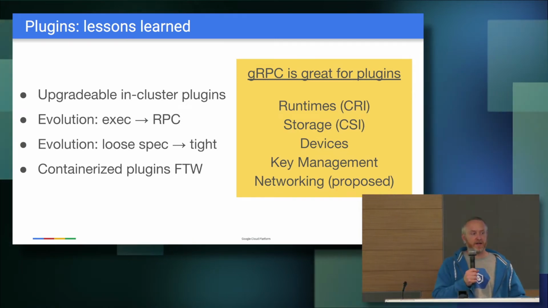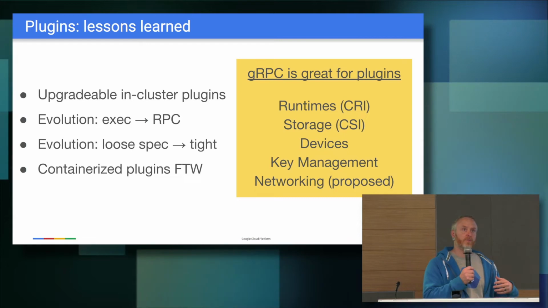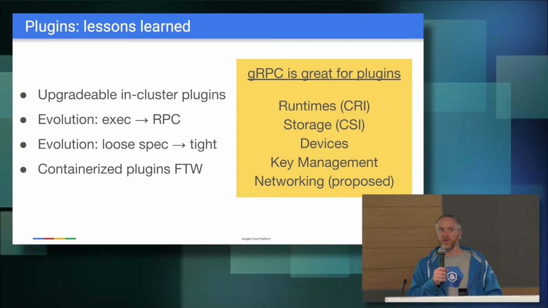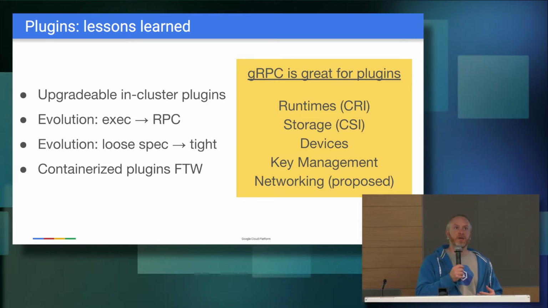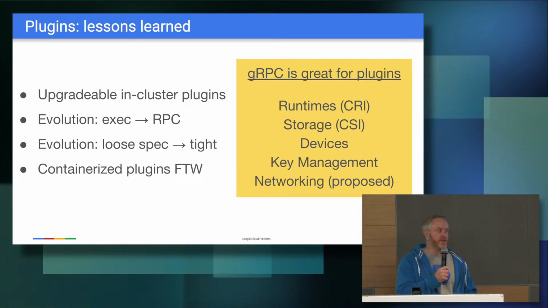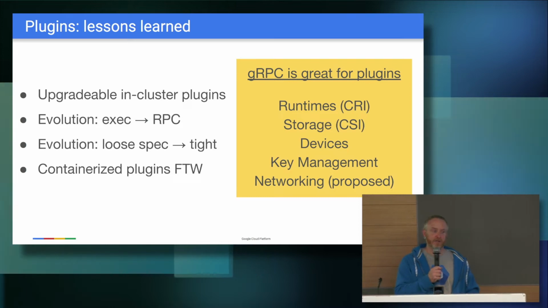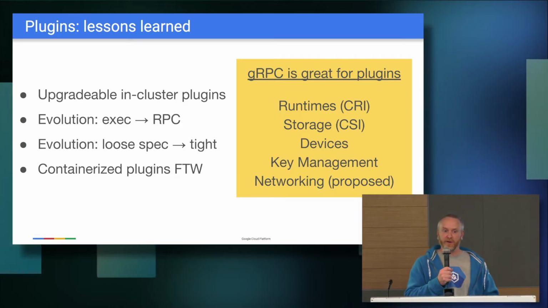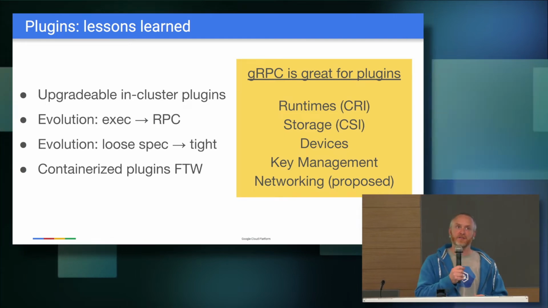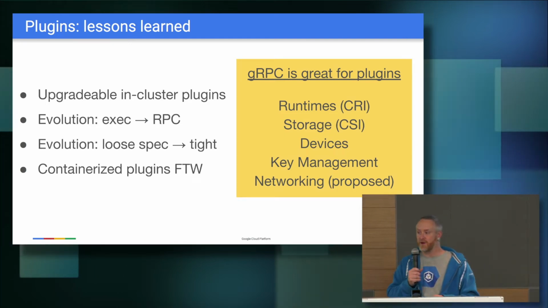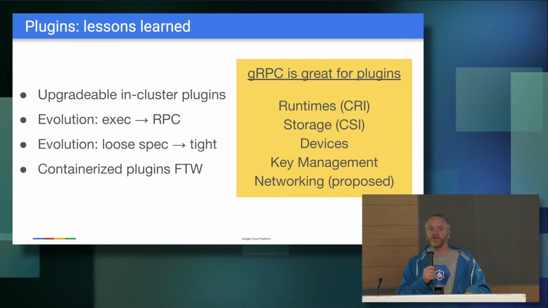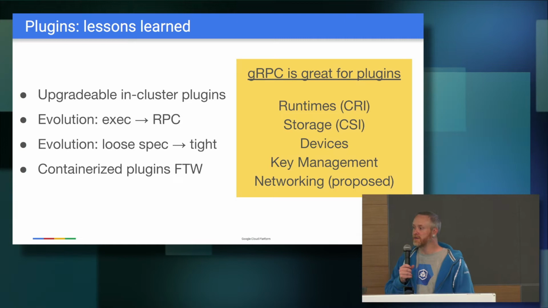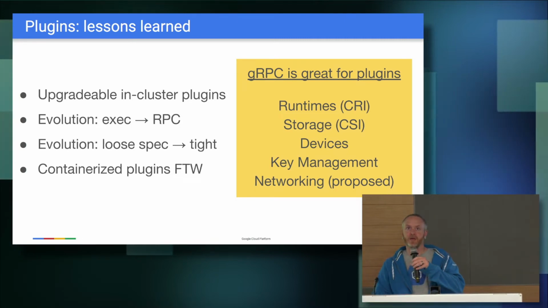So we're moving from exec to RPC. We're running them as daemon sets so that you can actually get better control of your system. We've tightened up our specifications. The initial spec around CNI was pretty loose. Over time, it's gotten a little bit tighter. CSI is a much more rigorously defined specification. And being able to run your plugins as containers is a huge win. It made it really easy for people to deploy and manage their containers, their plugins.